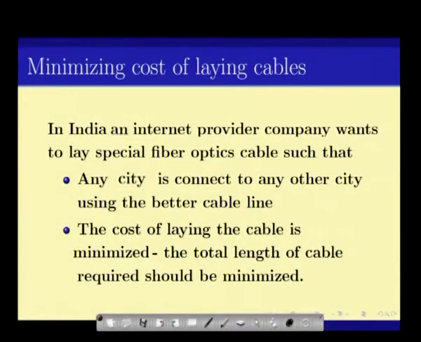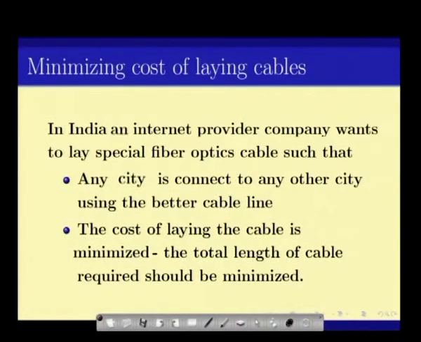Say in India, an internet provider company wants to lay some special fiber optic cable all across India in such a way that they make sure that any city is connected to any other city. So, if somebody from one city wants to call another city via internet, it should be very fast. Any city to another city must have a connection via the cable line, and of course, the internet provider wants to optimize its own profit. So, it wants to minimize its cost.